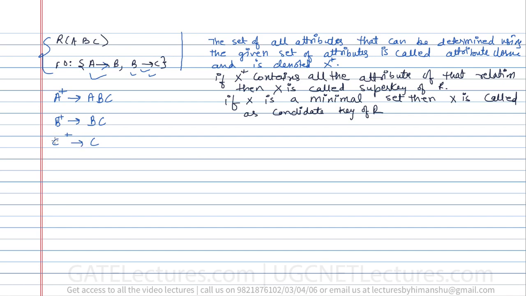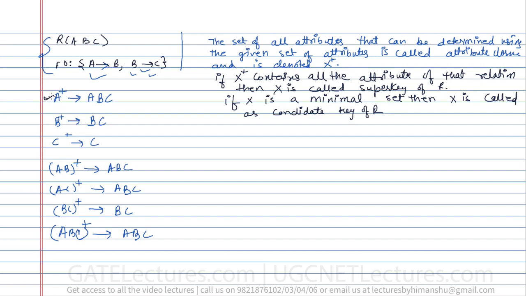Okay. Now if I take some combination of these attributes, like AB closure, this AB closure can determine ABC. If I take AC closure, then this AC closure can determine ABC. If I take BC closure, then BC closure can determine only B and C. In the same way, if I take ABC closure, then ABC closure can determine ABC, all of them.